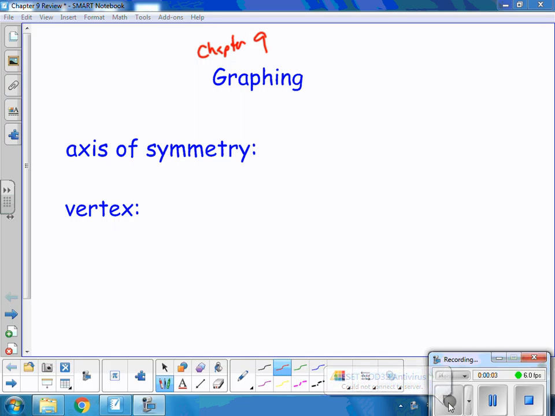Hello students, let's continue moving on. This is actually a chapter on graphing. So let's look at graphing quadratic equations.